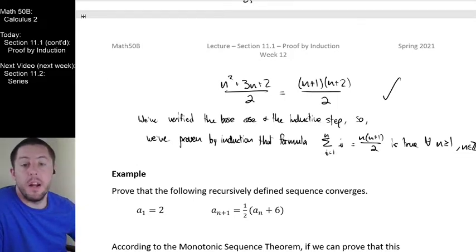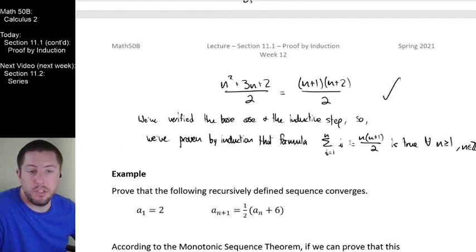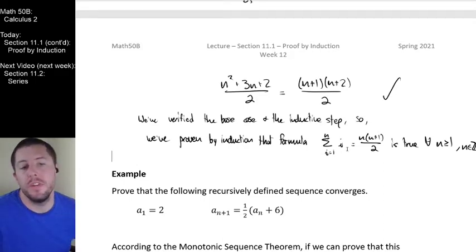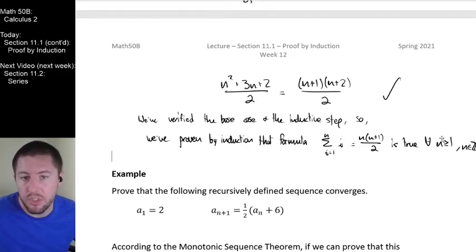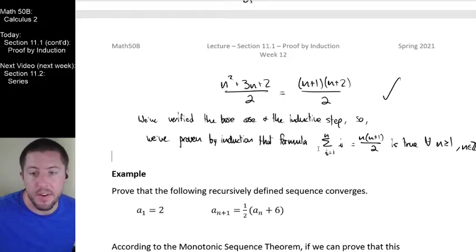So what we've done is we've proven by induction that this formula is true. And very importantly, I feel like I kind of left this off here. Very importantly, we didn't prove it's true for everything. We proved it's true for all positive integers greater than or equal to 1, because that was where my base case started. If my base case was n equals 7, then we would have proven that the statement is true for all n greater than or equal to 7.